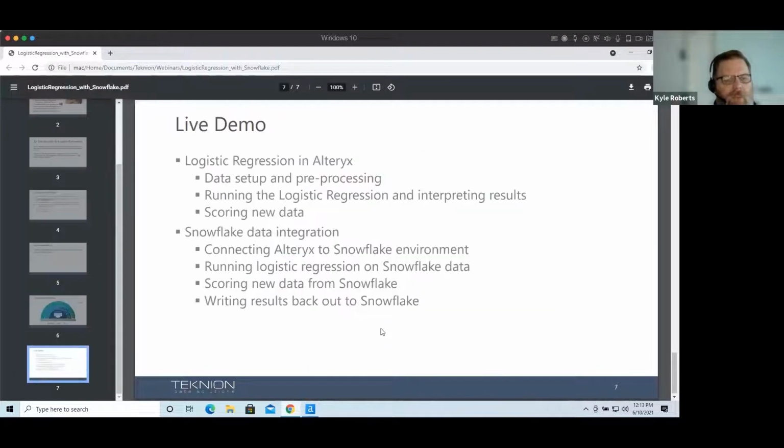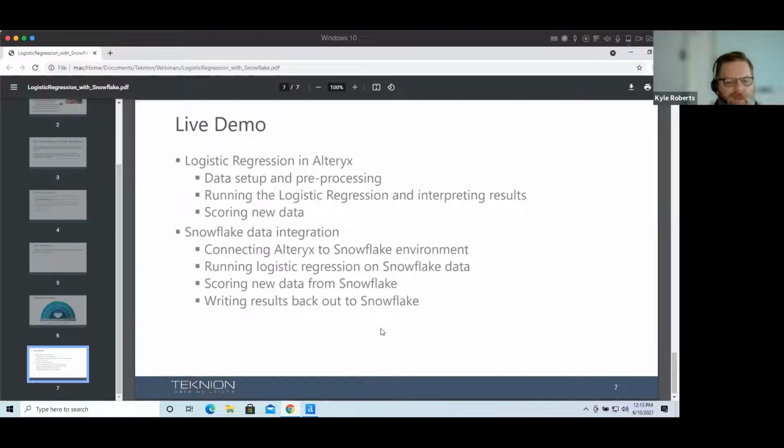Okay, so what are we going to do? We're going to move to a live demo. And the first thing we want to do is logistic regression in Alteryx. So I want to talk about data setup and pre-processing. We're going to run the logistic regression and talk about how we interpret those results, and then we're going to score new data. And then we're going to do it all over again, but with Snowflake. Okay, the first one is going to be a simple setup with a pretty simple data set that I created. It's all fake data. And then with the Snowflake one, we're actually going to use a live data set that is real data that I think would be fun to look at.